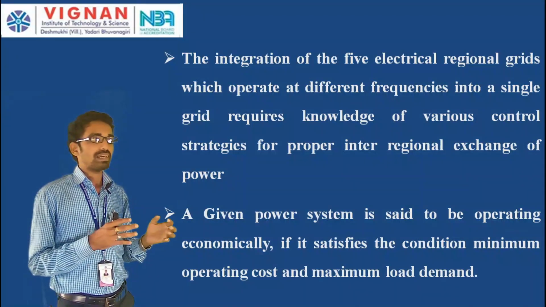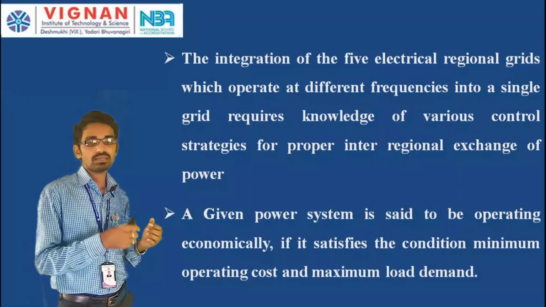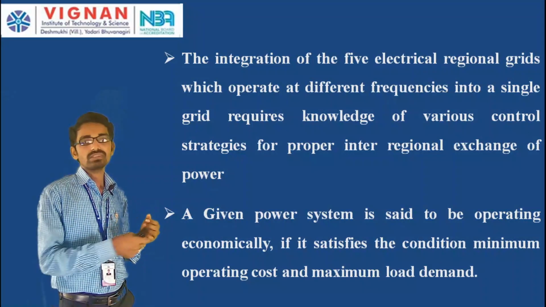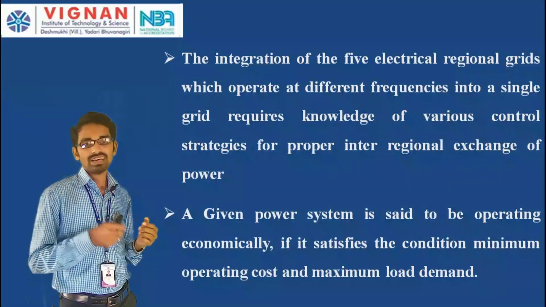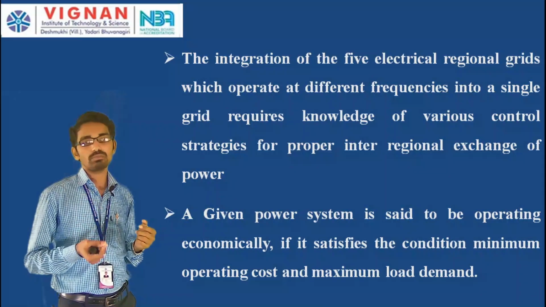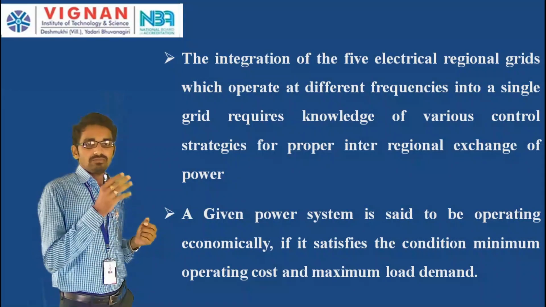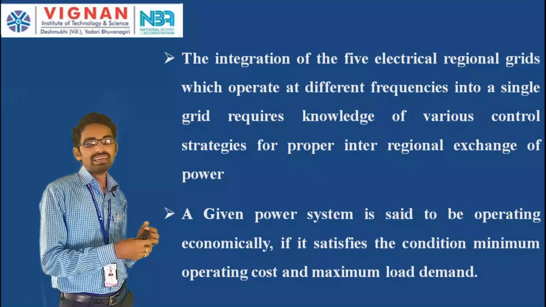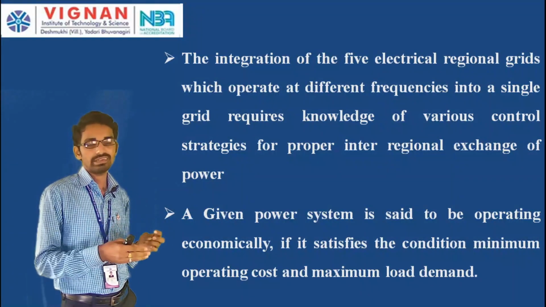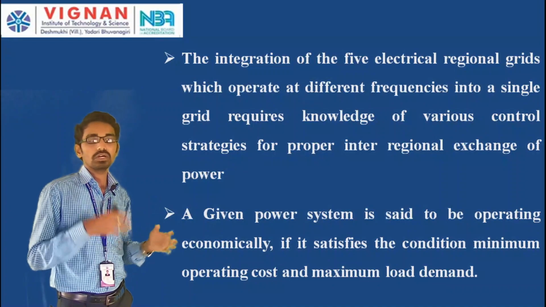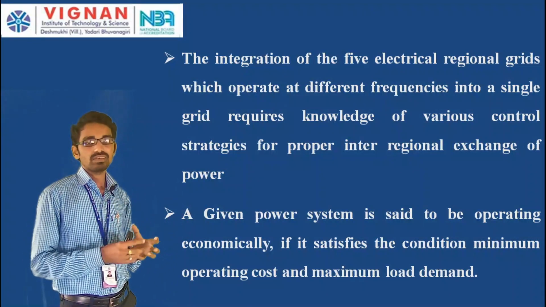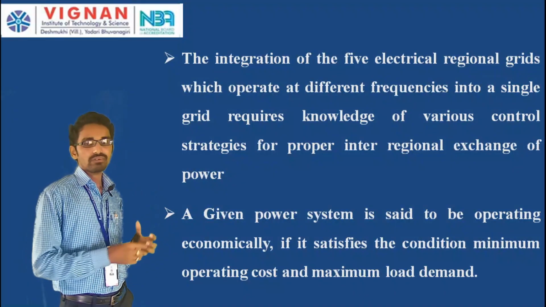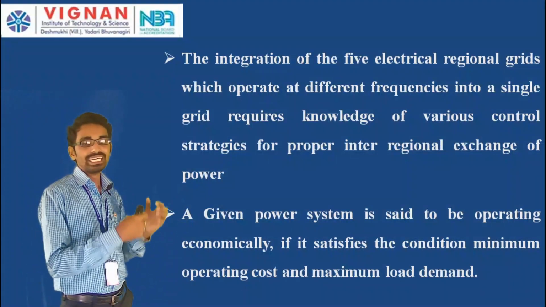You are having plus or minus 3% tolerance for the Indian frequency. You have to operate the frequency of a particular grid within that range, that is 48.5 to 51.5. You need to maintain this, but different regions are going to have different frequencies, that is, some grid may have 49 hertz, some grid may have 51 hertz and some grid may have 50 hertz. So, all this you need to interconnect. The interconnection of these 5 electrical grids requires a knowledge of various control strategies for proper inter-regional exchange of power.